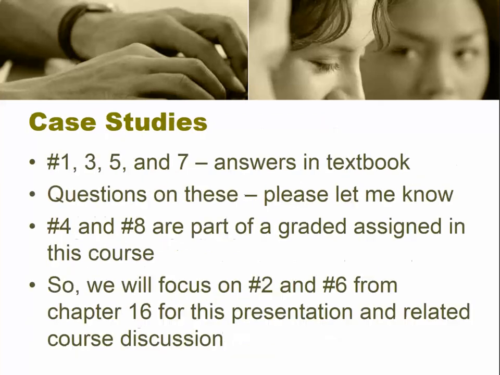Then if we move to the case studies, which are operative reports at the end of chapter 16, again, the odd numbers are given, the answers are given to you, the codes are given to you in the textbook appendix. So 1, 3, 5, and 7 are given to you. One is a right femoral neck fracture with a hemiarthroplasty. If you have any questions on 1, 3, 5, and 7, please let me know via one of those two methods, either Cam's inbox or the course discussion area.